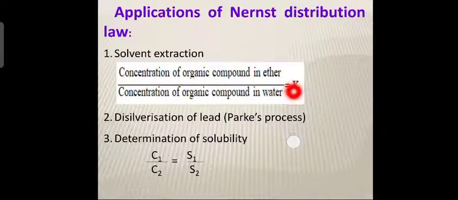Now, suppose we get a high K value, what does it mean? If the value of K is high, what does it mean? Most of the organic compound passes into the ether layer, because the numerator increases, correct? Now how do you separate that ether layer? The ether layer you can distill, making use of a separating funnel.